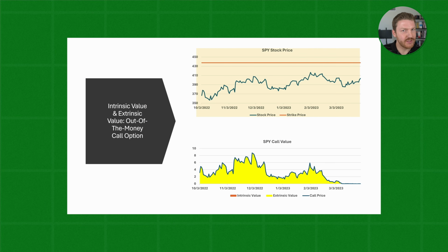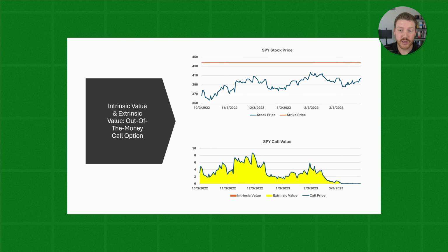Now let's look at a different call option on the same stock SPY for the exact same 6-month period of time, except in this case, this is an out of the money call option because the strike price actually exceeds the stock price for the entire 6 months. Now, if we look at the bottom graph, we can see that the SPY call value is determined entirely by the extrinsic value of this option because there is no intrinsic value if the strike price exceeds the stock price the entire time.